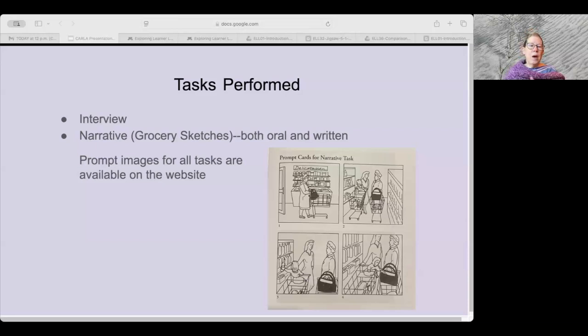And I should mention here that we also had 2 native speakers of English complete all the tasks except the interview to help give us an idea of what language native speakers might produce for these tasks. And I would say that was quite insightful. We were really glad we did that.